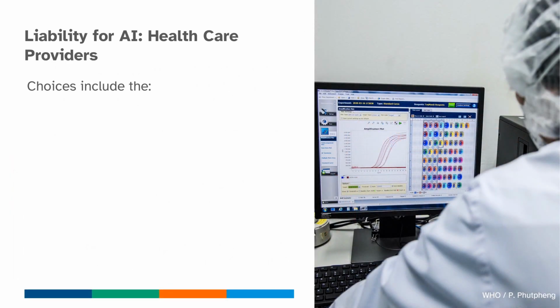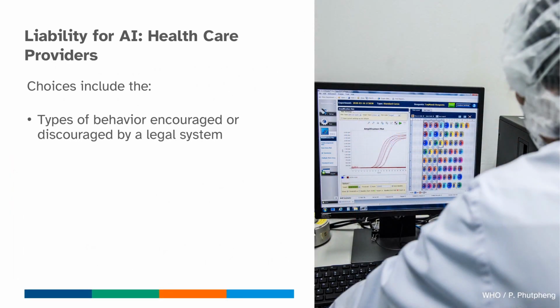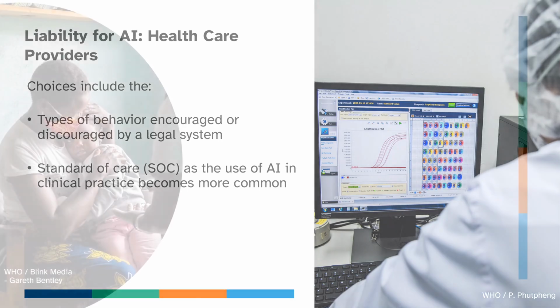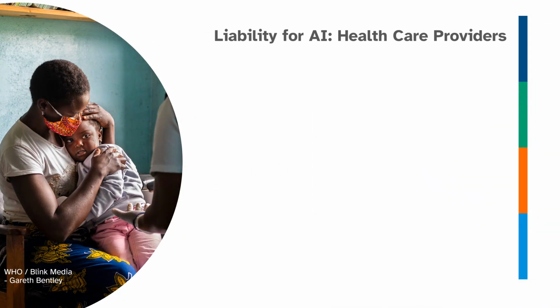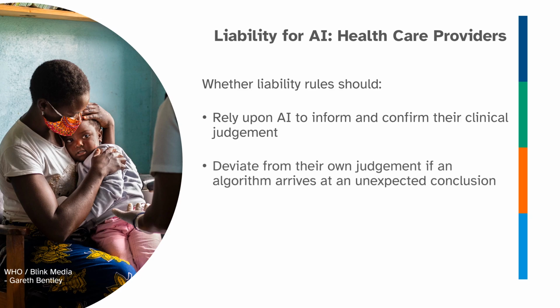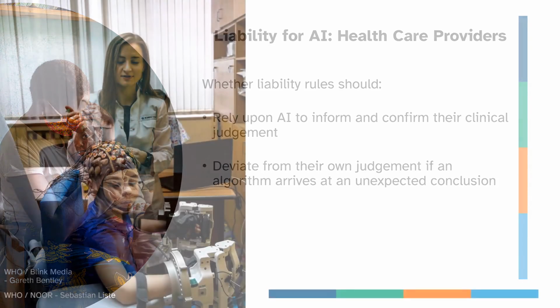Choices include the types of behavior encouraged or discouraged by a legal system, and the standard of care as the use of AI in clinical practice becomes more common. Another choice is whether liability rules should encourage clinicians to rely upon AI to inform and confirm their clinical judgment, or to deviate from their own judgment if an algorithm arrives at an unexpected conclusion.